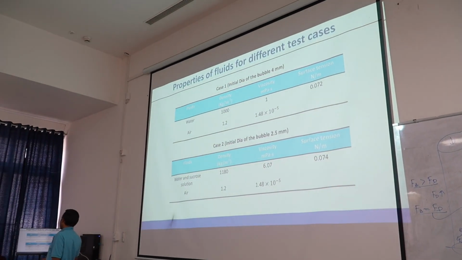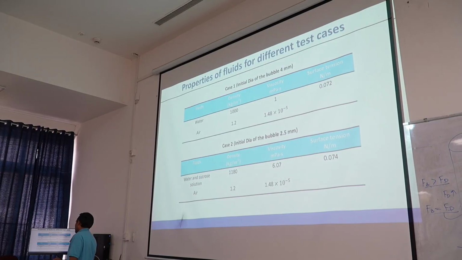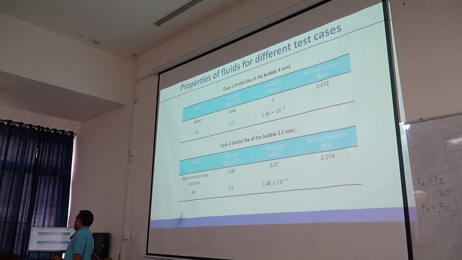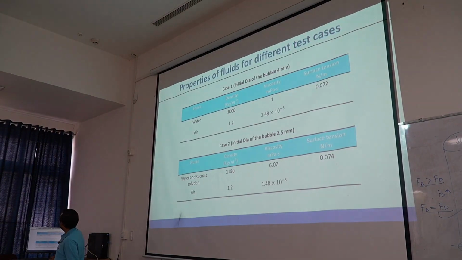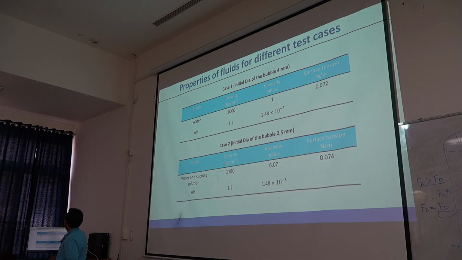I will be discussing two cases here. In one case, the initial diameter of the bubble is 4 mm and the surrounding fluid is water having density 1000, viscosity 1 millipascal second, and surface tension between air and water of 0.072. The other fluid is air.